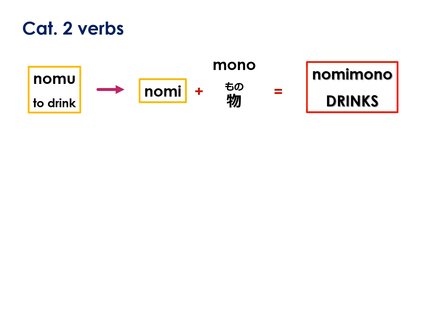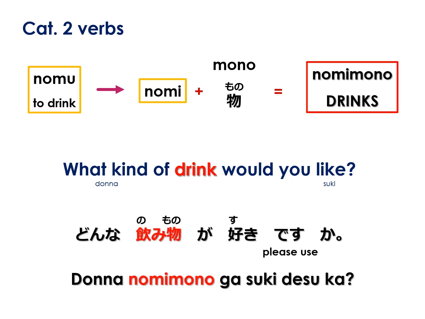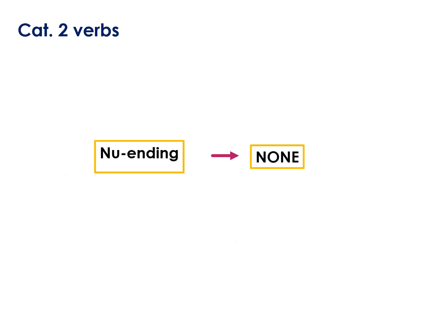Drinks can mean water, pop, soda, coffee, juice, wine, liquor, and so on. And our sample sentence, what kind of drink would you like? In Japanese, どんな飲み物が好きですか? Now there's only one verb in the whole Japanese language that ends in nu, and that is shinu, which means to die. It does not form a word with mono.